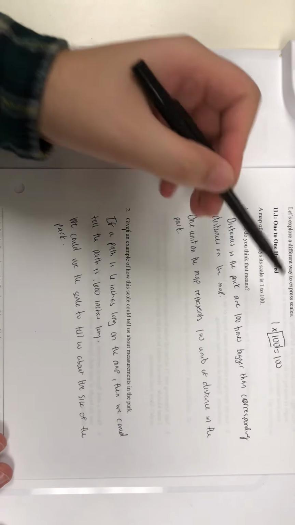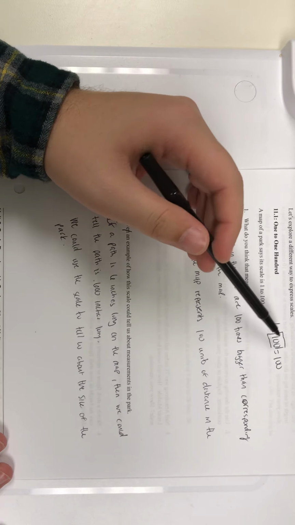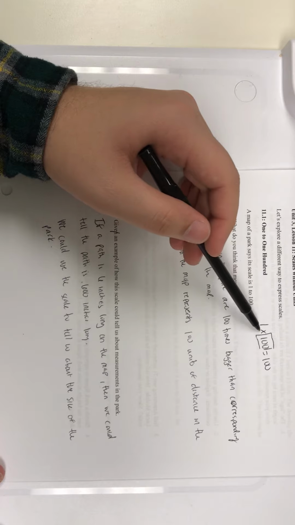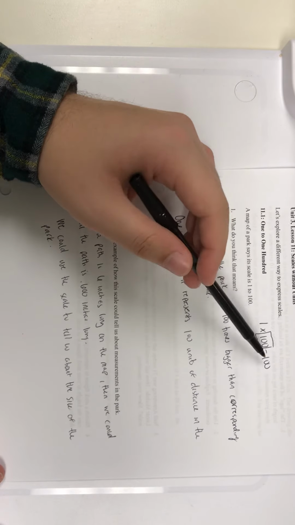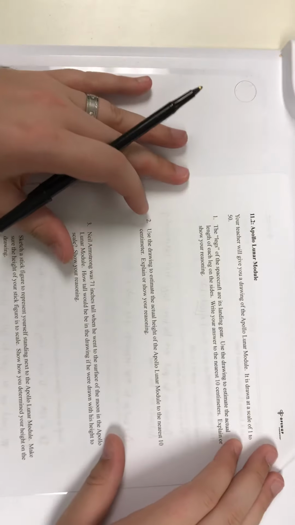Okay, so that's our first activity. So we're really trying to understand what a scale tells us. It tells us that there is a relationship between the two numbers, and we can find our scale factor by looking at what times this number gives you the second number. And then we're going to go to our next activity called the Apollo Lunar Module.